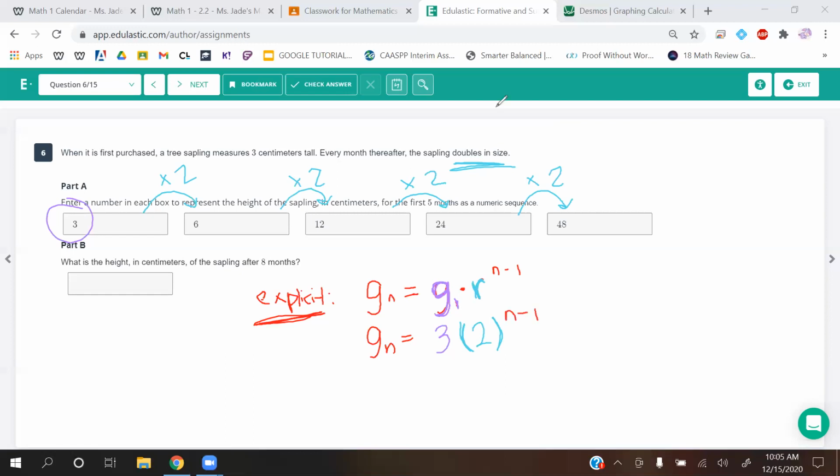All right. Here's our explicit formula. This is the explicit formula. Okay, I'm just going to box it so you know. This is the explicit formula. Now we can use our explicit formula to solve for the sapling height after 8 months.